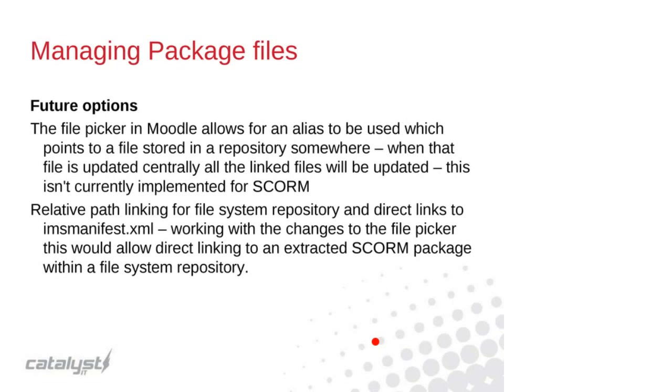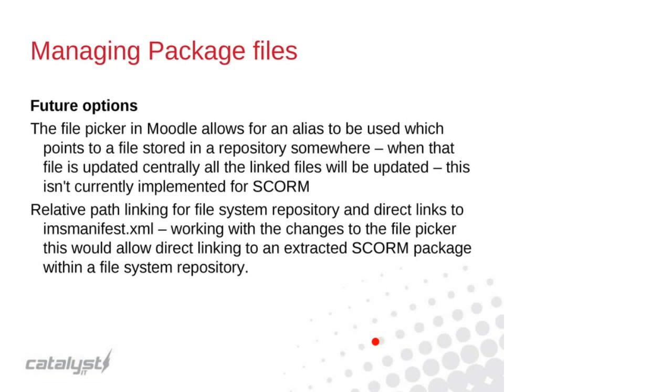Also the relative file path linking, so we can have a SCORM repository of extracted files and allow you to link to an IMS manifest file and get some of the direct linking working. I've got some people that might be interested in helping fund this at the moment, so hopefully in 2.6 we might get something in. More information on those is in the tracker too, if that wasn't very clear.